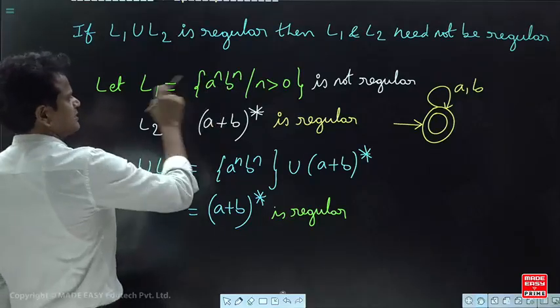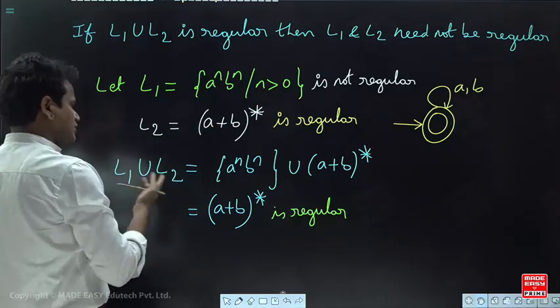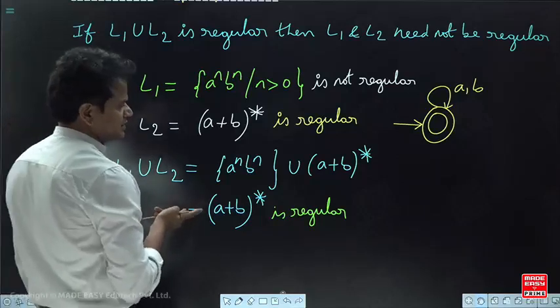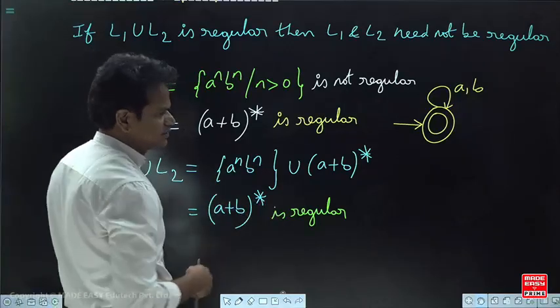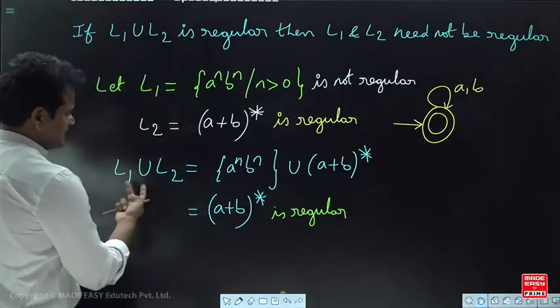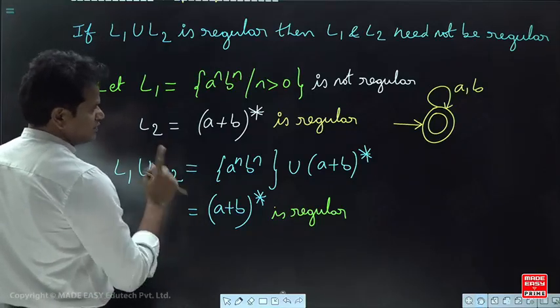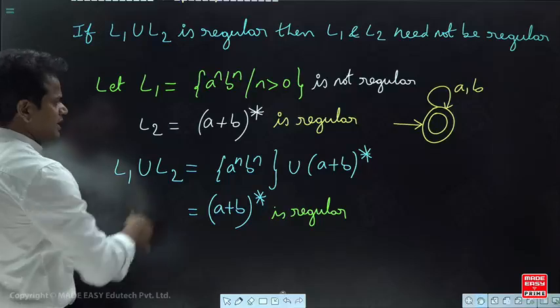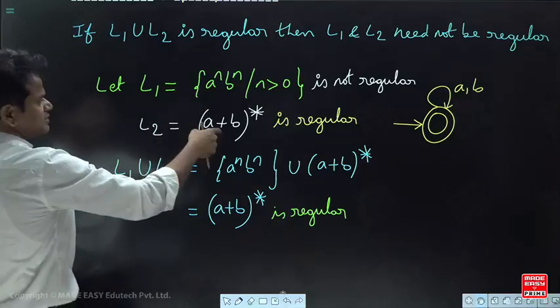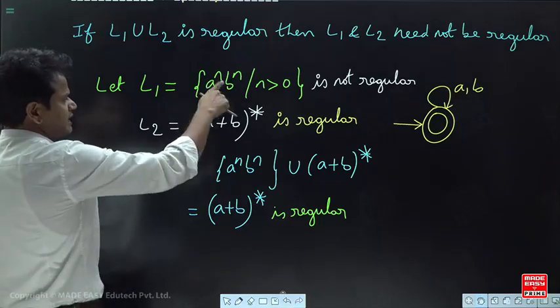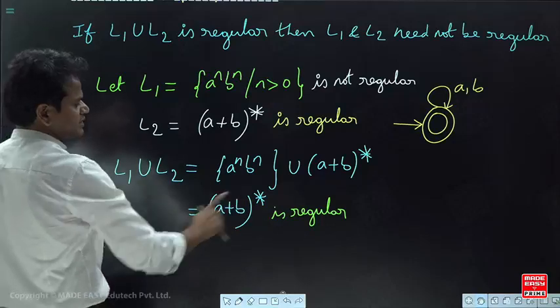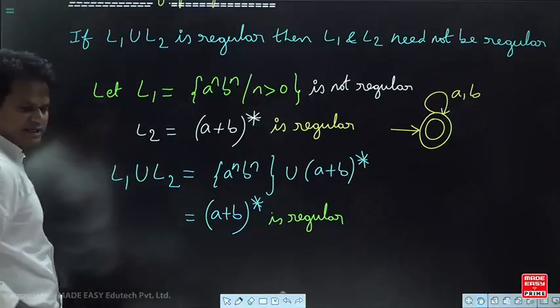One is regular, the other one is not regular. Of course, both can be regular. If both are regular, 100% the union is regular. But you see here, even though one is not regular, I repeat, if L1 union L2 is regular, both can be regular, or one can be regular. Example here, one is regular, the other one is not regular. Even though L1 is not regular, L1 union L2 is regular. So copy this. I'll give you one more example.